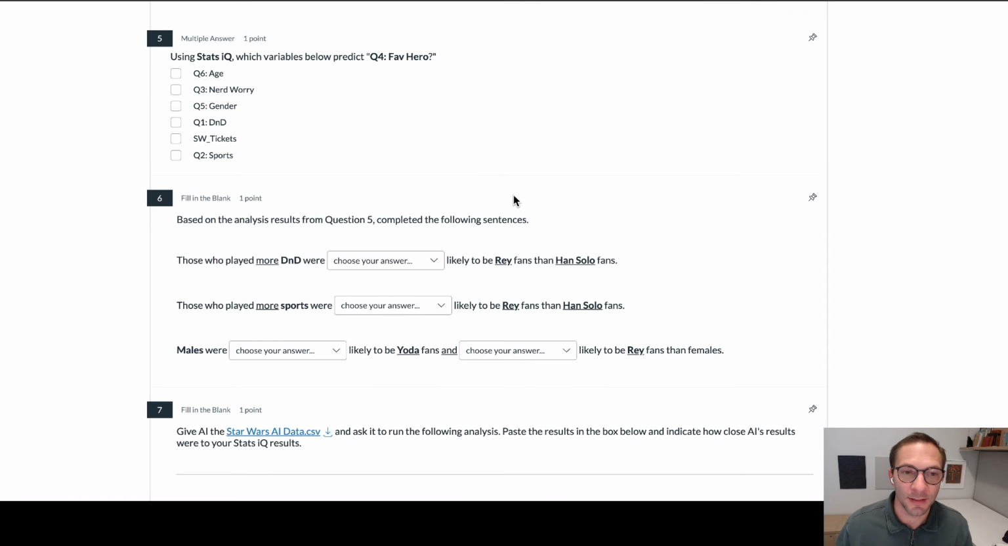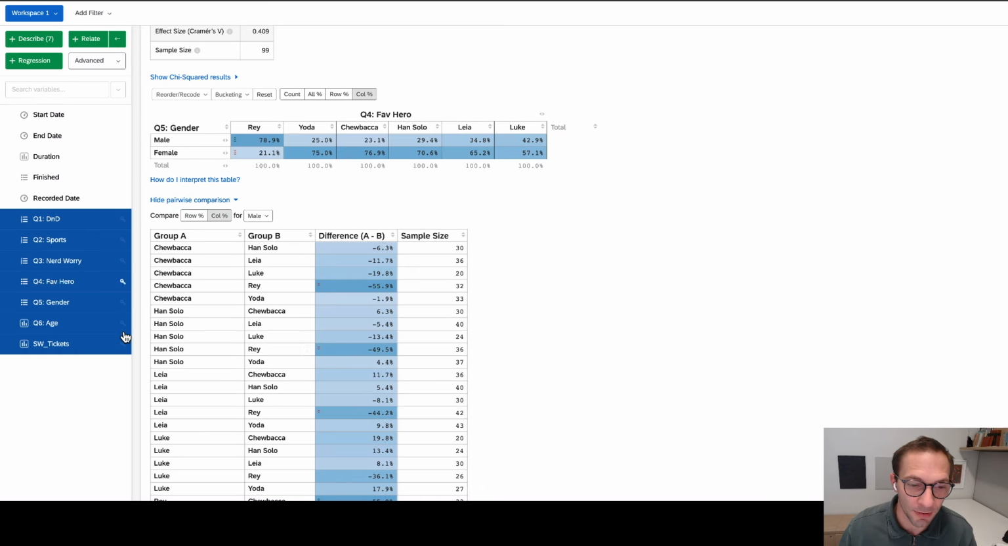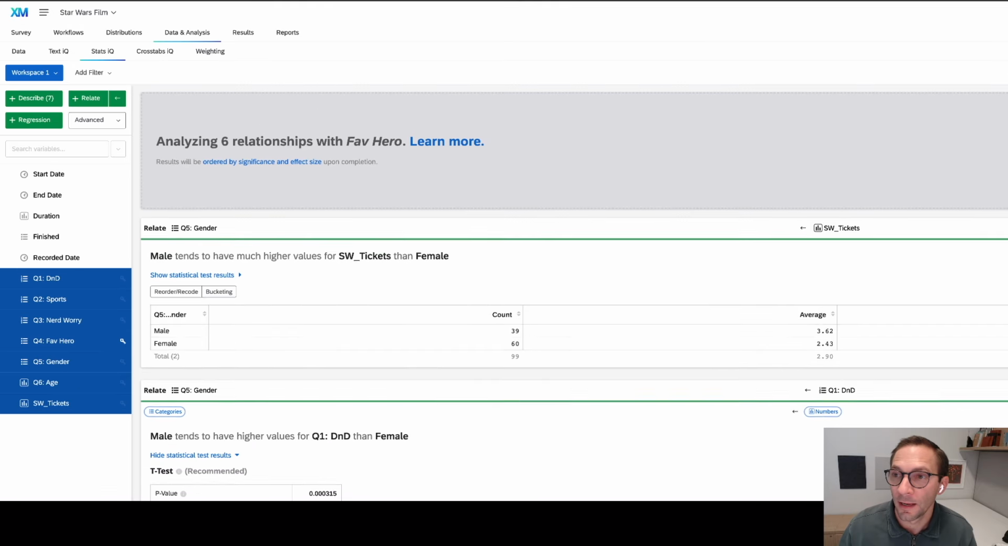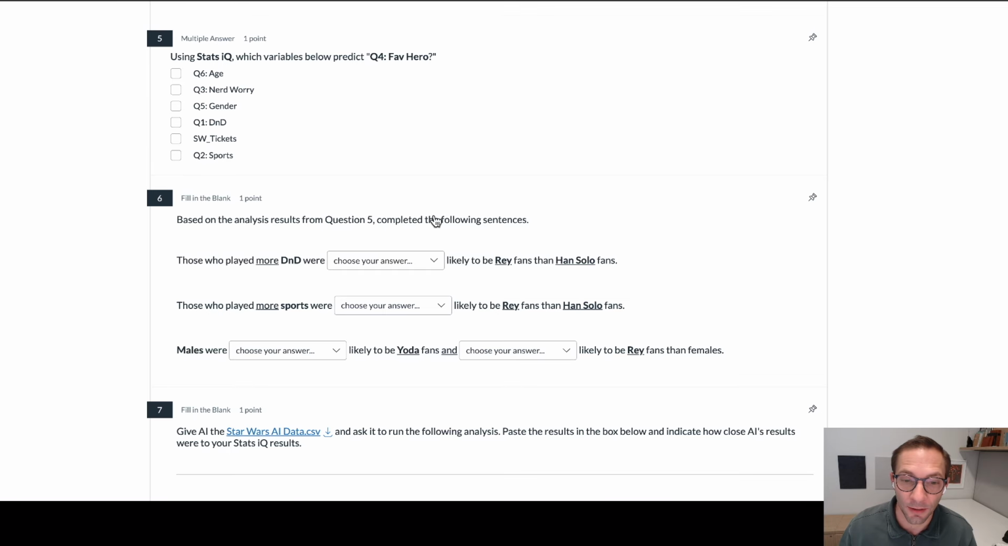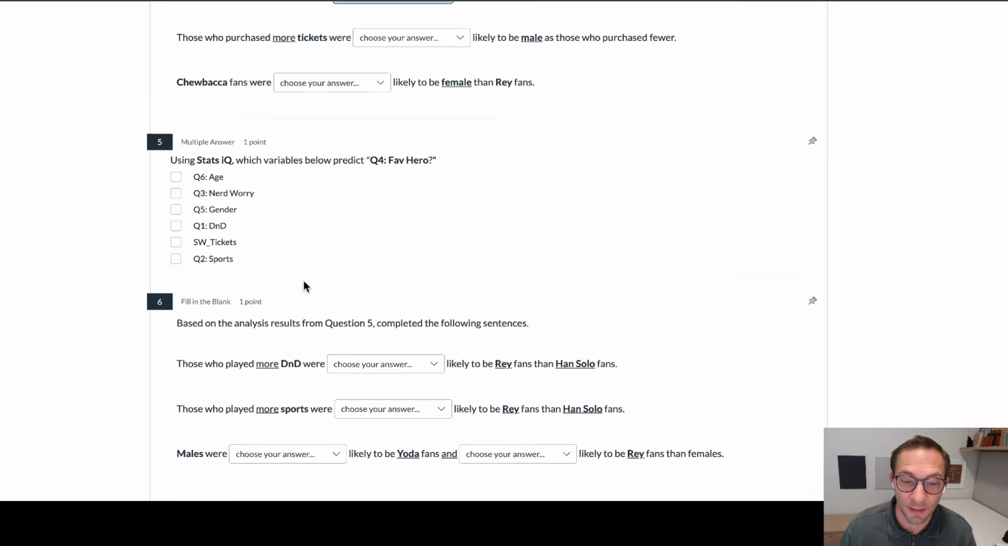Now moving on to this next question. Now we're dealing with Fave Hero. So just like before, Fave Hero is my output though. So I'm going to put the key on Fave Hero and then click Relate. You can easily go through and look at those to determine which ones are significant.